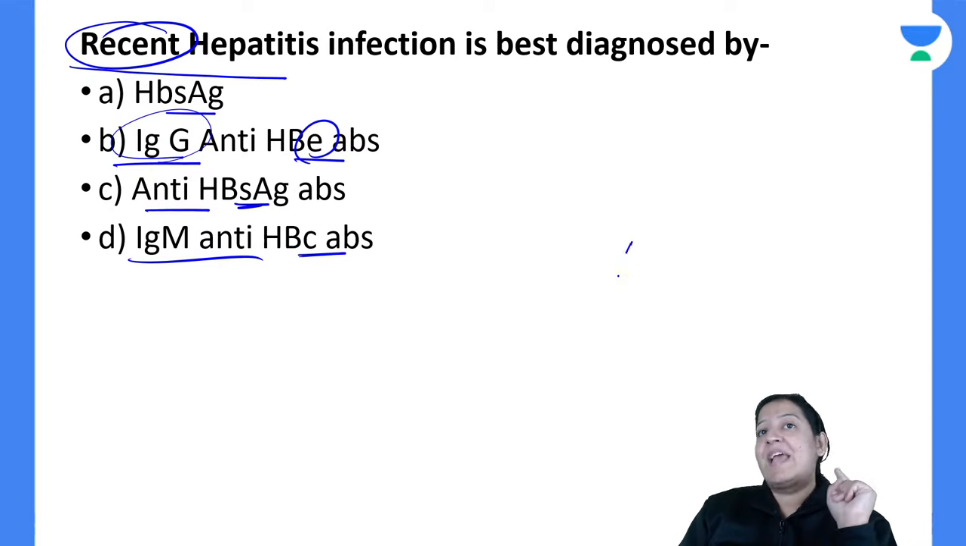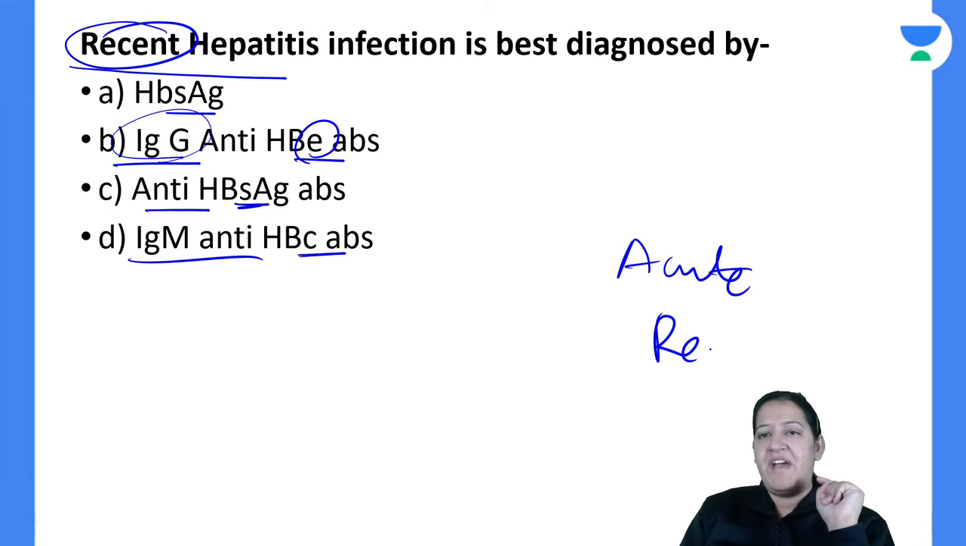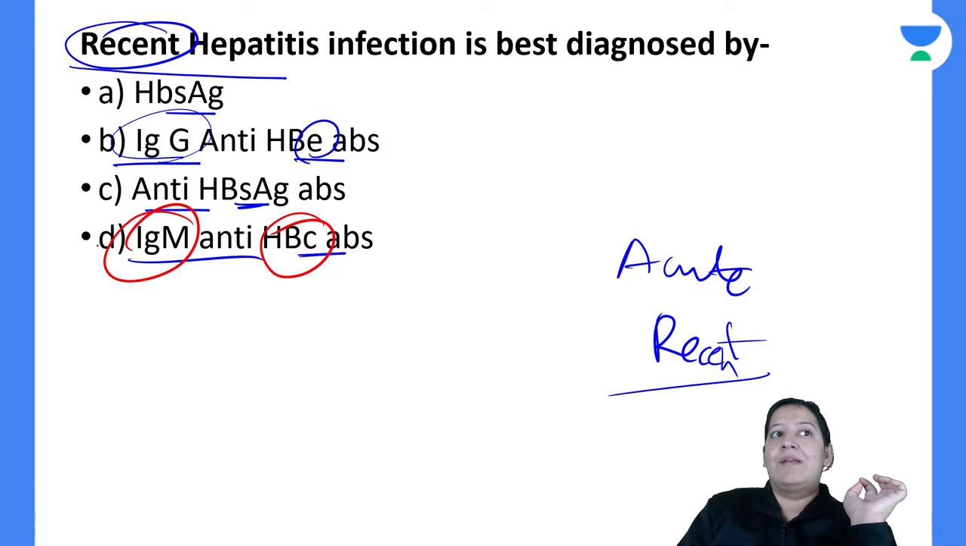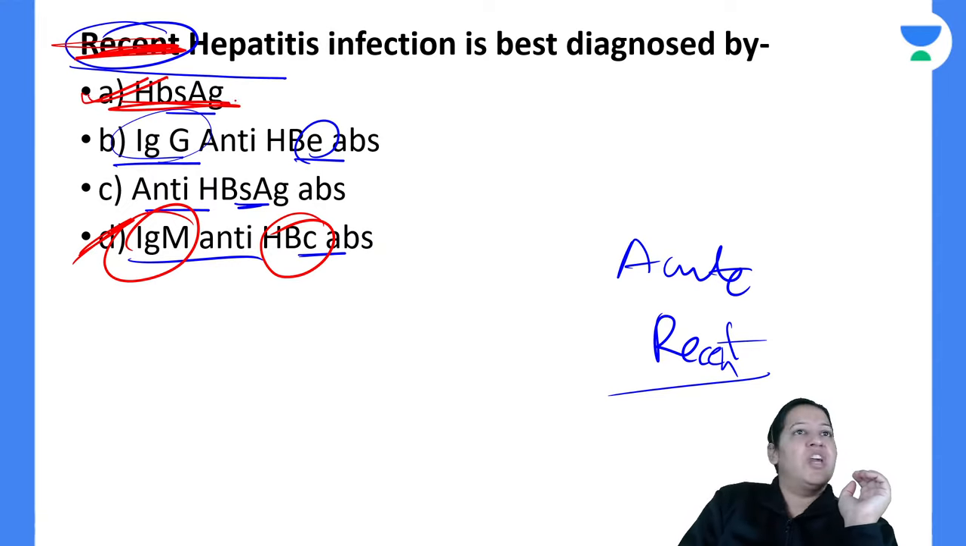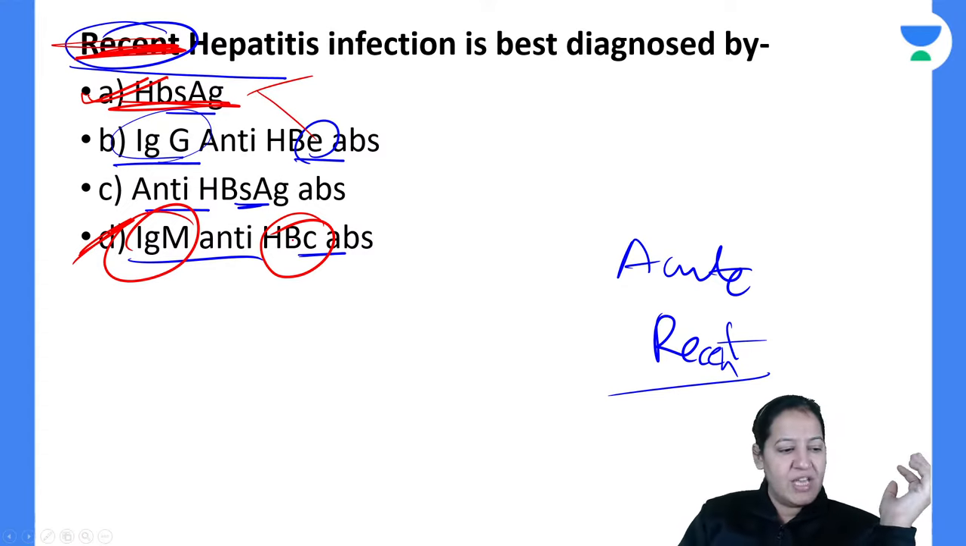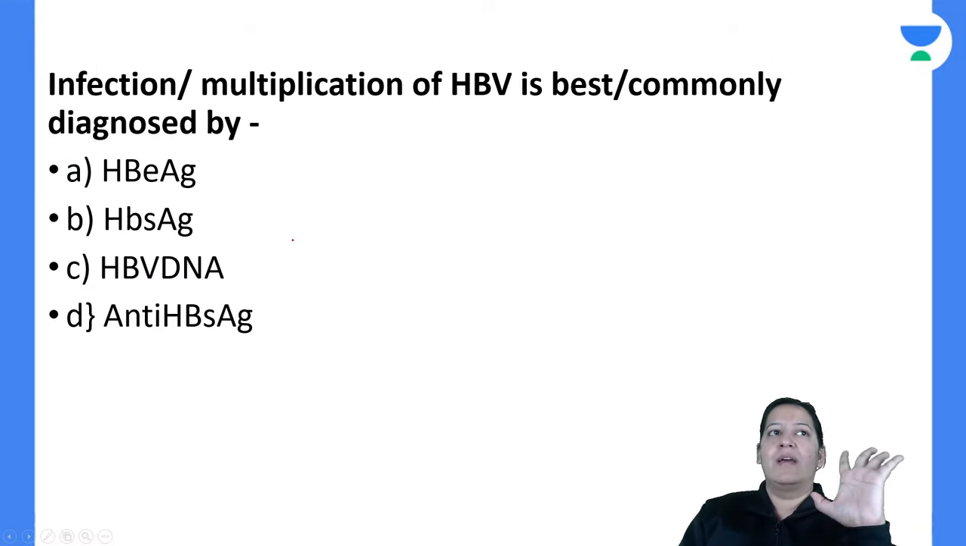Recent. Recent means acute. Acute infection or recent infection. Ye kaun batata hai? Who will tell from the options? So Rehan, Nishi, you are saying D. Very good. You both are right. Yes. So IgM of HBc. This is a recent infection. And if I say only infection, not acute and chronic, not recent and past, the answer will be HBs antigen. It will tell infection, not acute or chronic. But acute and chronic are separately told by IgM and IgG. Have you got it? Yes, you are right. So the correct answer here is D. Now, okay, this question is difficult.